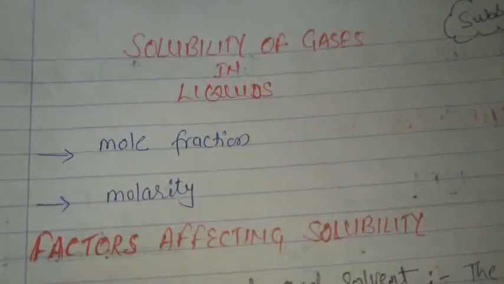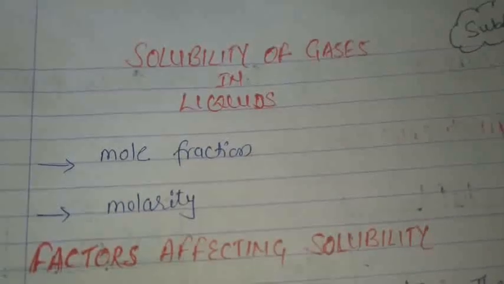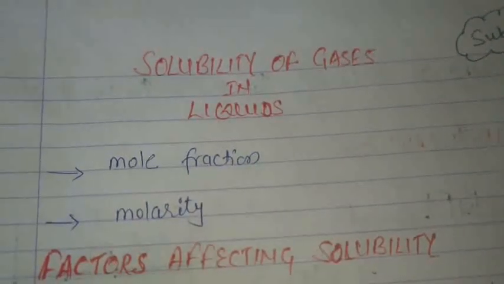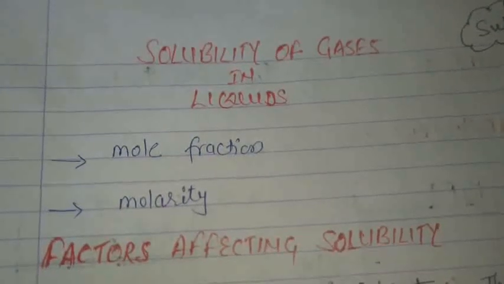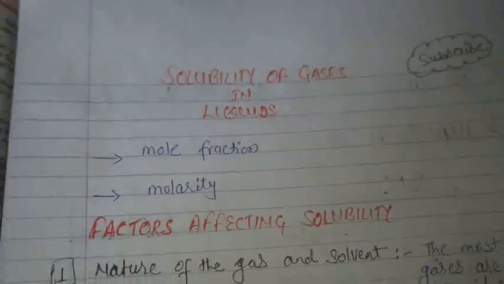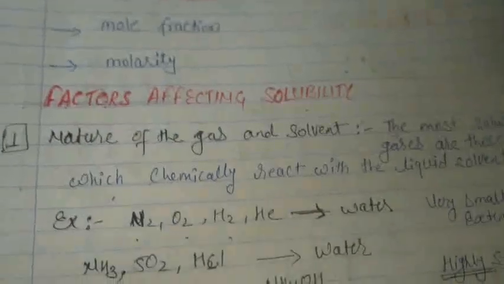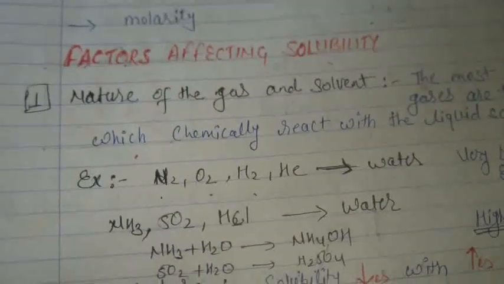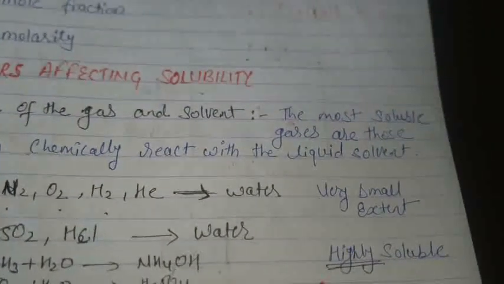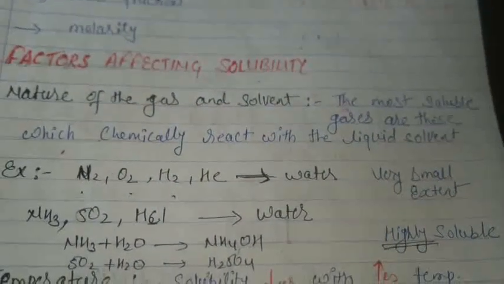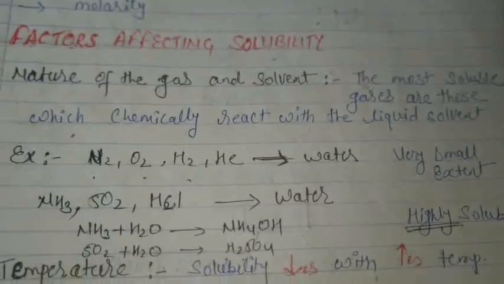Solubility we already discussed in the previous video. The solubility of a gas is measured in terms of mole fraction or in molarity. So here we start the factors affecting the solubility. The first factor is the nature of the gas and solvent. The most soluble gases are those which chemically react with the liquid solvent.